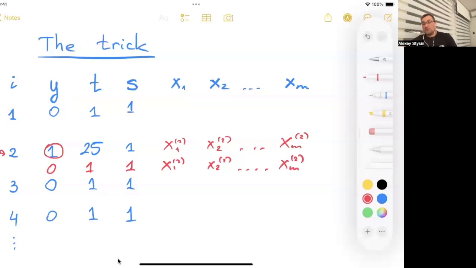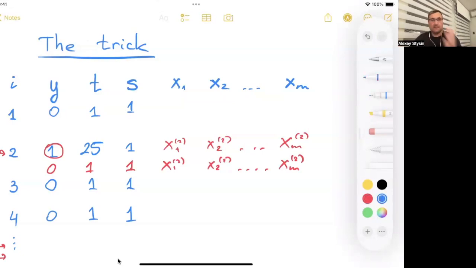So really what happened here is we said let's just take a click and copy it by adding an impression with the same features. And let's do this for all clicks in the dataset. So what is this? Why is it useful?